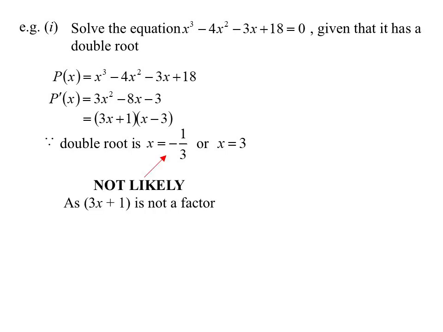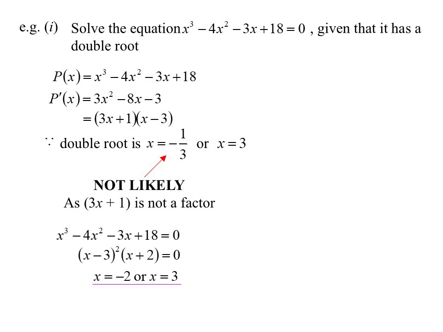I'm probably not going to look at minus a third, because that would suggest that 3x plus 1 is a factor, and there's no way 3x plus 1 is going to be a factor of the original polynomial. So it looks like 3 is the one to check. And if I substitute that in, we get 0. It is. I now know (x minus 3) squared is a factor. Working out the other one, leading term times leading term must give us the leading term coefficient. The other one's got to be x plus 2. And so I can go and solve the equation. x equals negative 2 or x equals 3.